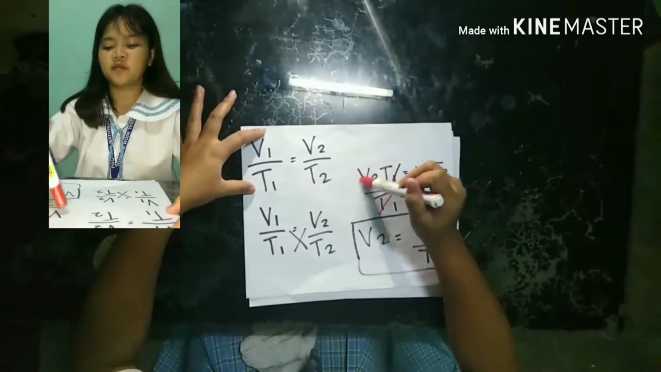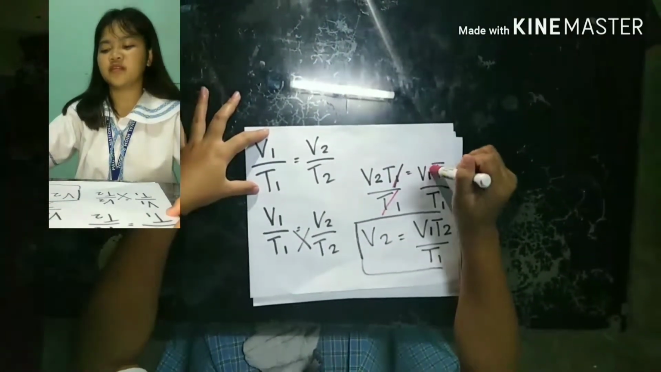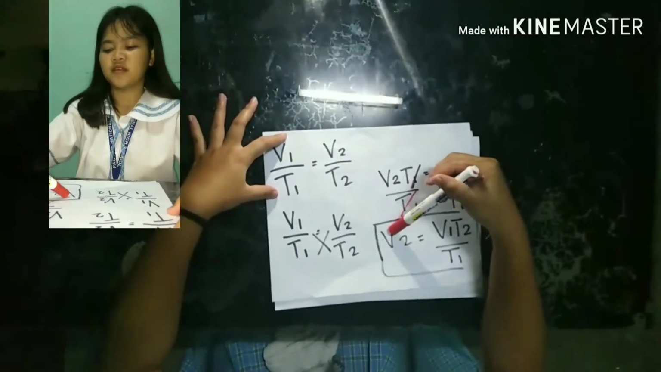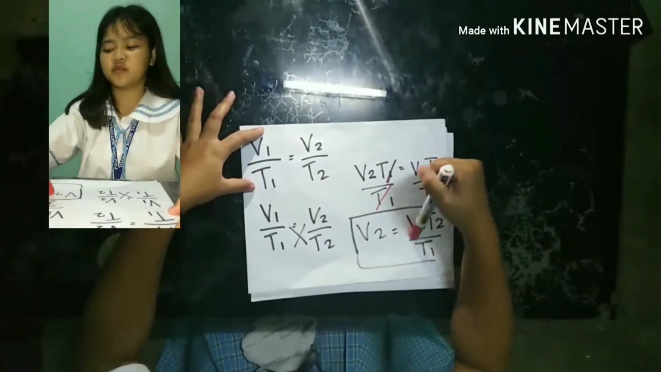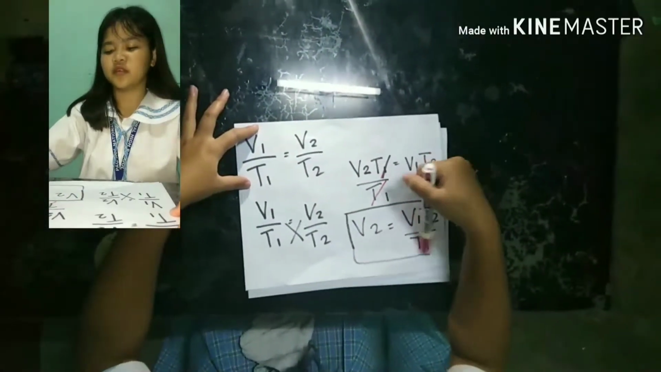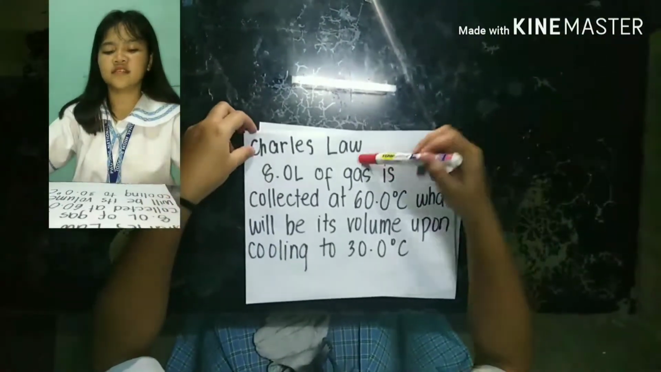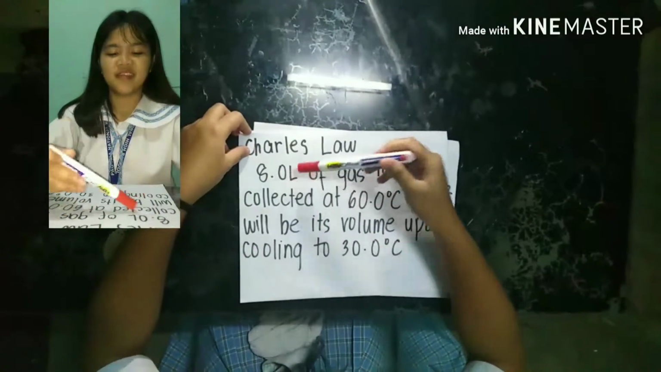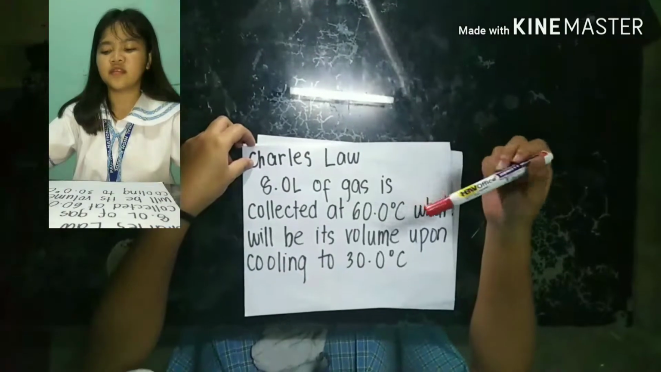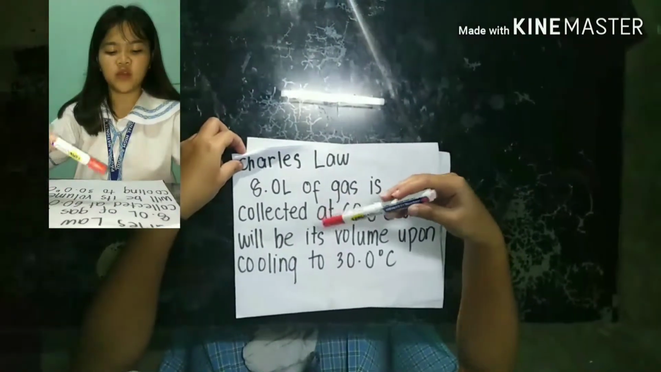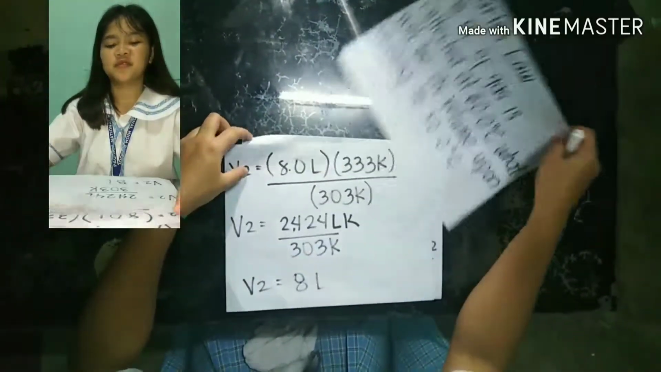Cross multiply. V2 times T1 over T1 is equal to V1 times T2 over T2. So V2 is equal to V1 times T2 over T1. And that's the problem. 8.0 liters of gas is collected at 0 degrees Celsius. What will be its volume upon cooling to 30.0 degrees Celsius?